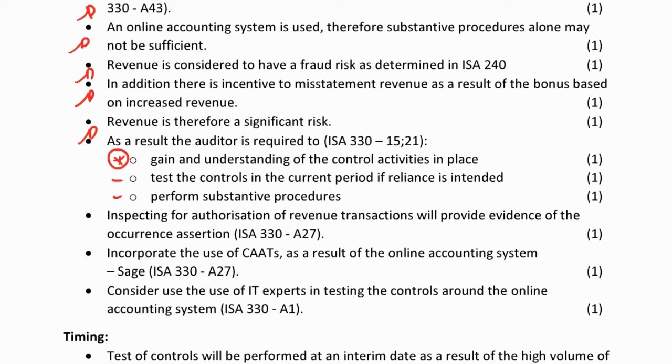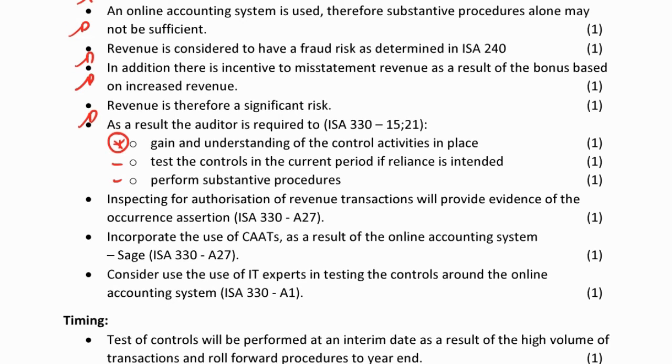What is missing here is that revenue is a material account, and therefore substantive must also be performed. Then, just some examples, inspecting for authorization. Using CATs, also missed that, because they've got a computer information system. So two things when there's the computer information system: CATs and the fact that substantive alone might not be sufficient. And then maybe an expert.